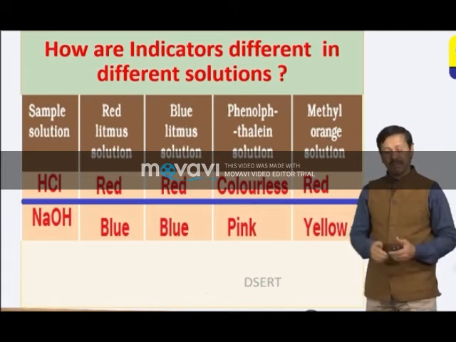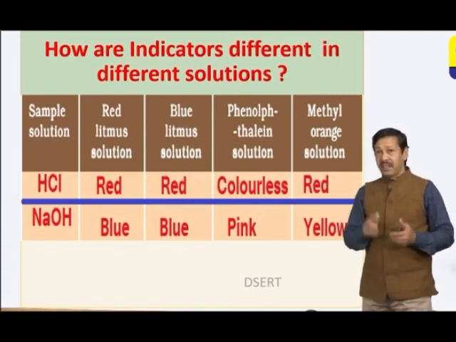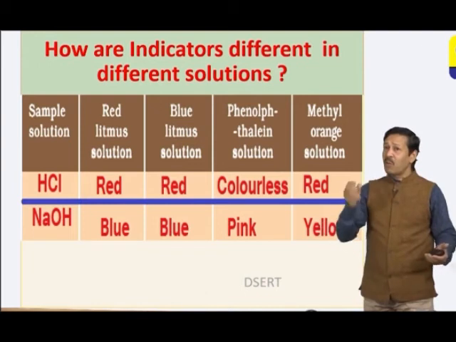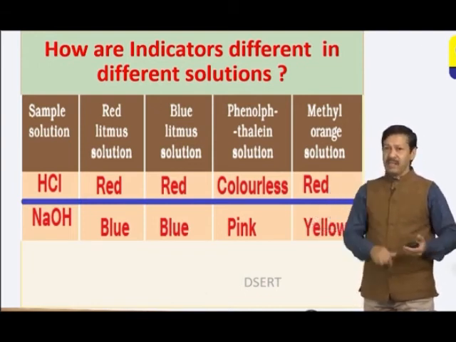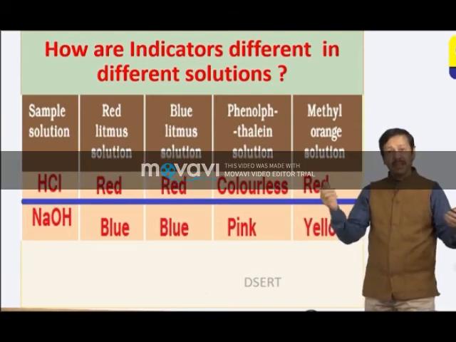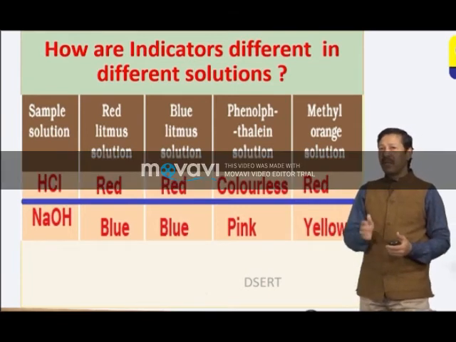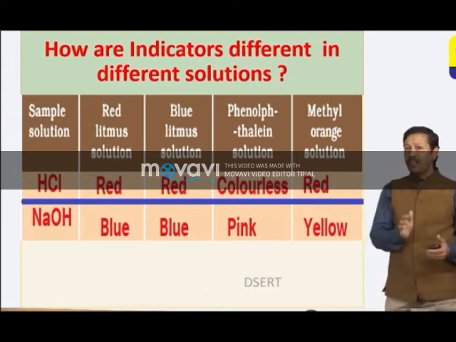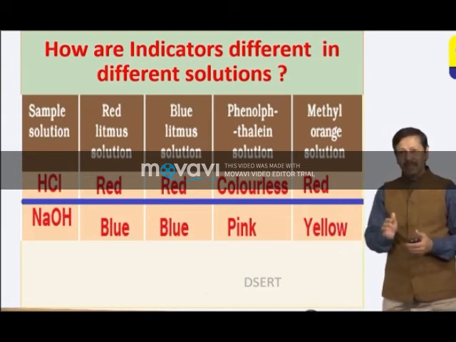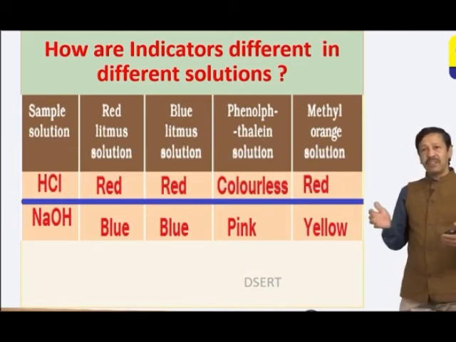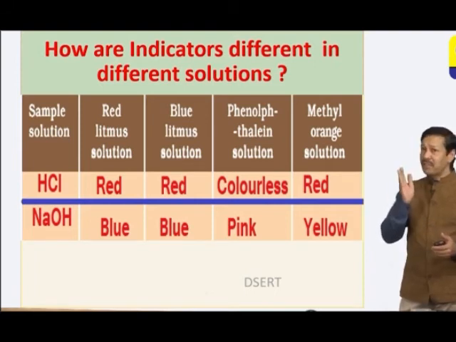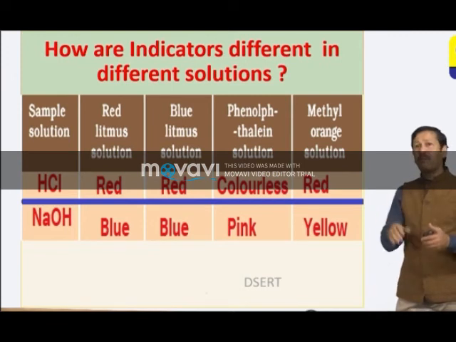Now phenolphthalein, a synthetic indicator, in acidic medium is a colorless watery liquid, no change. But when you add it to a base, you can see a magical pink color. Similarly, methyl orange solution in acidic medium is red and in basic medium turns yellow. Thus you can easily understand acids and bases by using indicators. Let us perform a very simple activity to understand this.